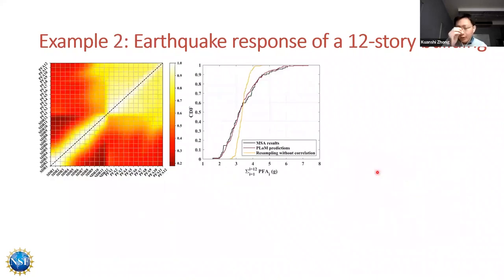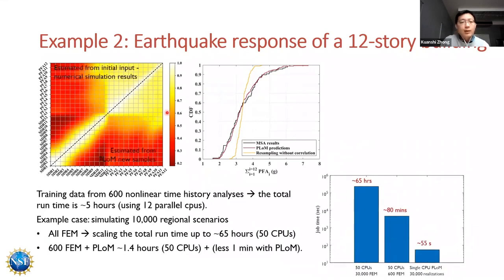Another important aspect, as introduced before by Matt, is that we want to really look into the correlation structure. So let me move on a little bit. The top triangle plots the correlation coefficient for my story drift ratio and the peak acceleration, directly estimated from my multi-stripe analysis. The bottom triangle is from our estimation based on the new samples generated by PLoM. So you can see it really picks up the correlation structure well.